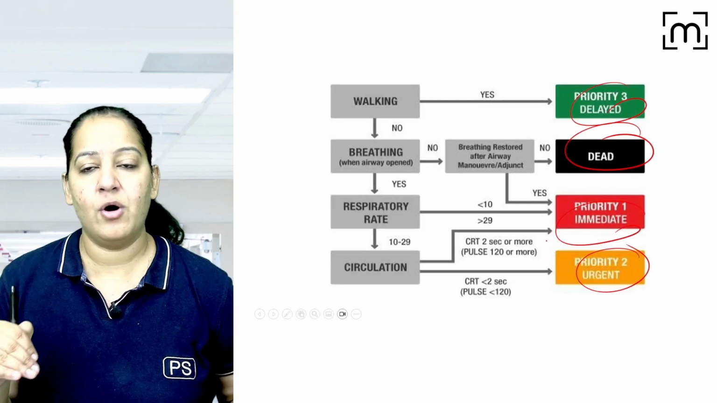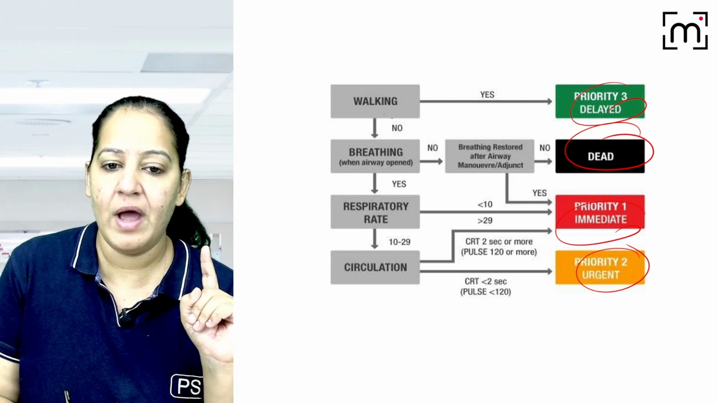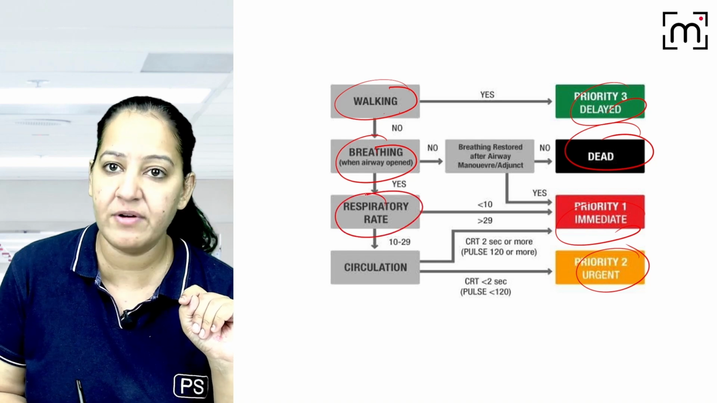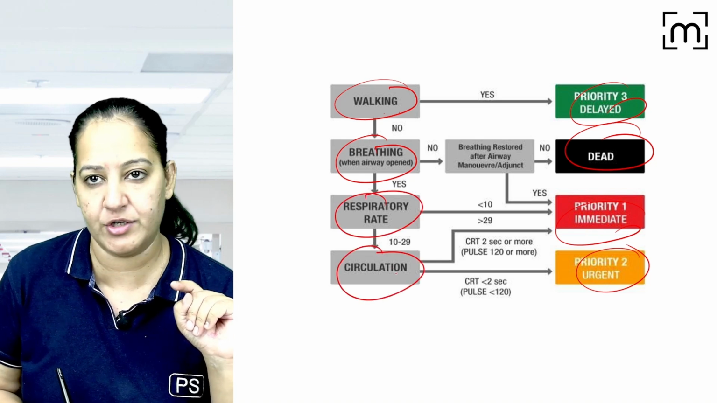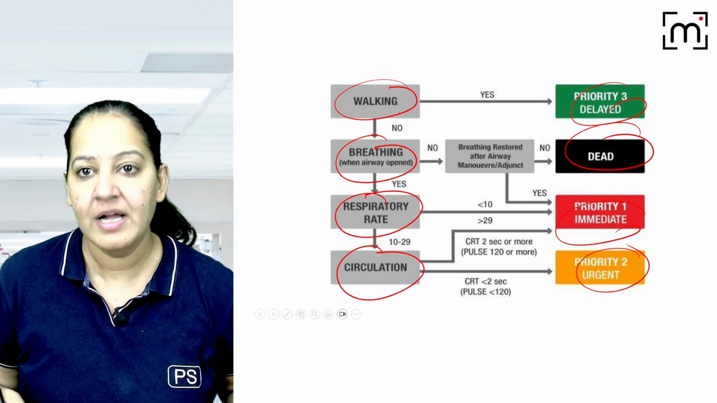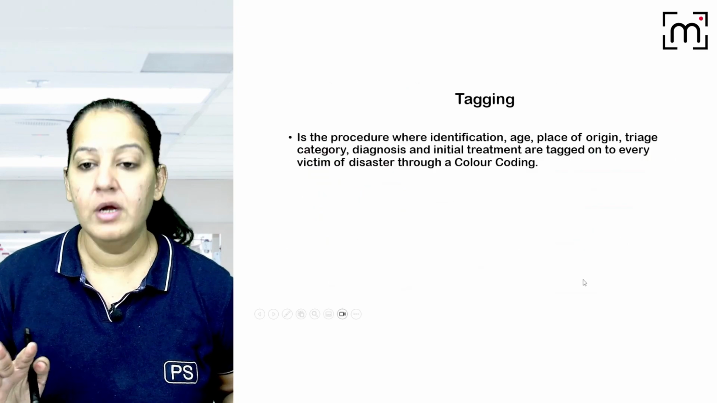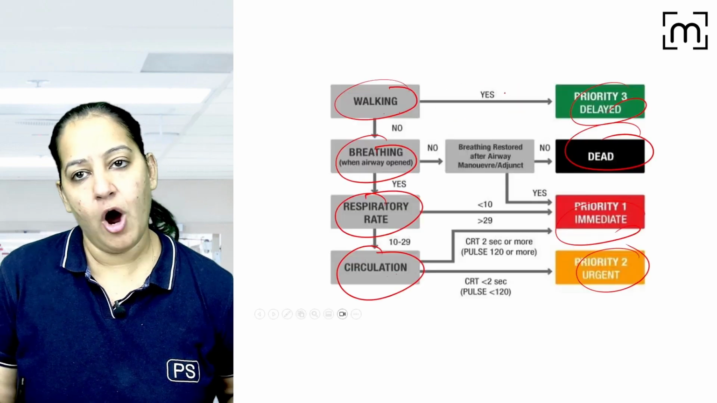So you can see on the site itself, you have to see the walking of the person, the breathing of the person, the respiratory rate of the person and the circulation of the person. Based on that, decide the category. Decide the category and give them a coding, which color code they follow. So we will do tagging for that. How to give the color code?